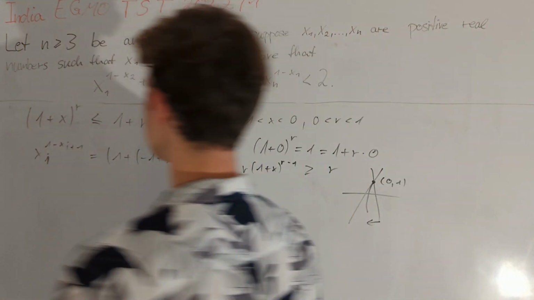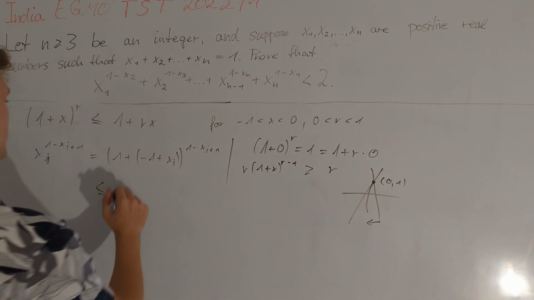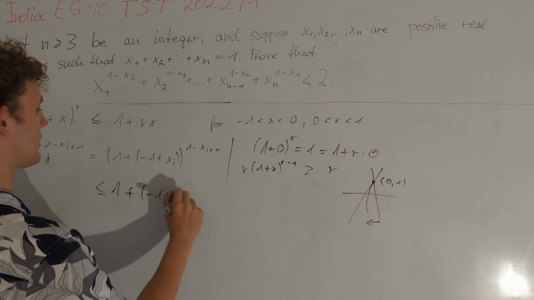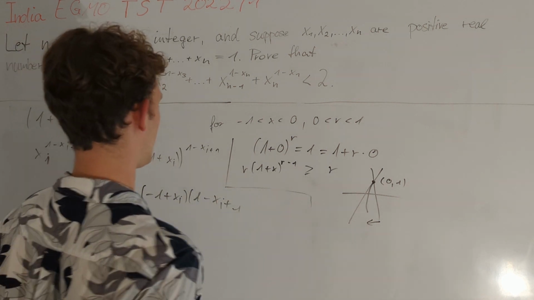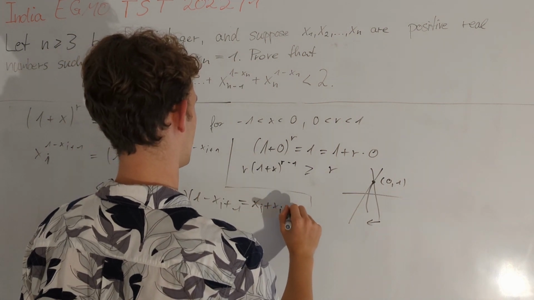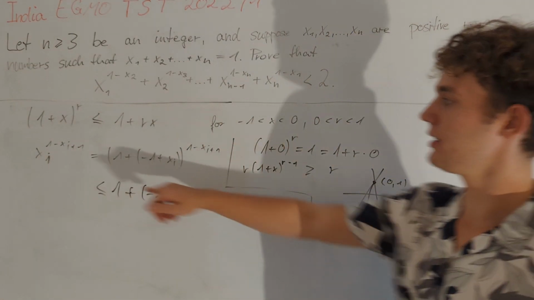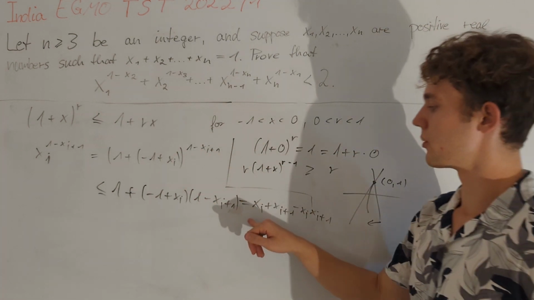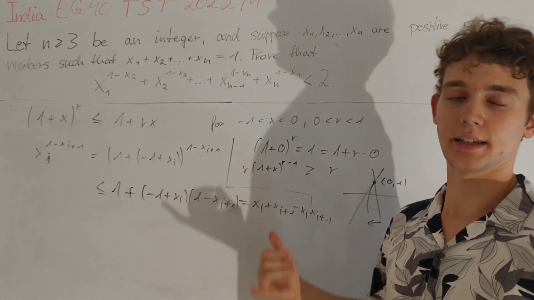What this inequality tells us is that xi to the power of 1 minus x(i+1) is less than or equal to (1 plus (-1 plus xi)) times (1 minus x(i+1)). But this is equal to xi plus x(i+1) minus xi x(i+1). At this point, we note that each summand from this sum can be bound with a term of this sort, which is really nice because we have those isolated xi and x(i+1), but we already know that their sum is exactly equal to 1.